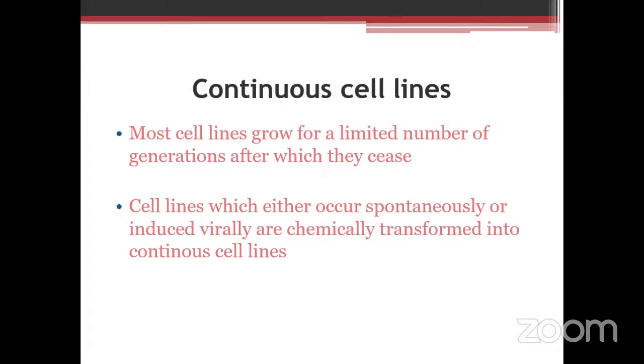So in the continuous cell lines, most cell lines grow for a limited number of generations, because either they may get some mutations or they lose their ability to divide. The cell lines which occur spontaneously, or are induced virally or chemically, are transformed into continuous cell lines. Any normal cell line, if we induce it with some virus or due to accumulation of some mutations, will get transformed into continuous cell lines like cancer cell lines, and they will be dividing.